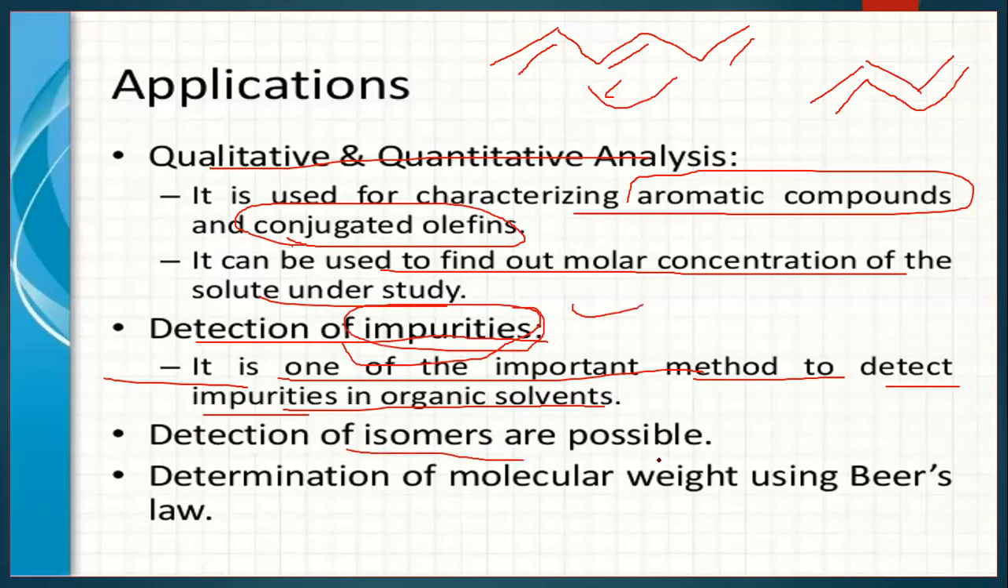Detection of isomers is also possible. Cis and trans, you must have heard, cis and trans, E and Z, that is there in S.Y.B.Sc. Unit III, cis or trans, or E and Z isomerism. You can study that with the help of this technique.